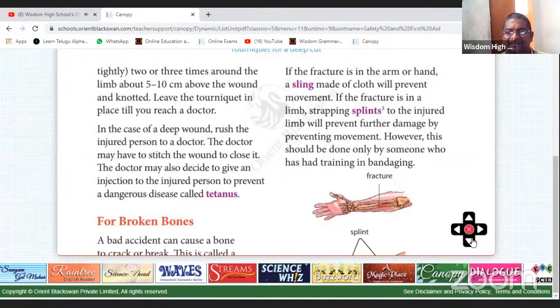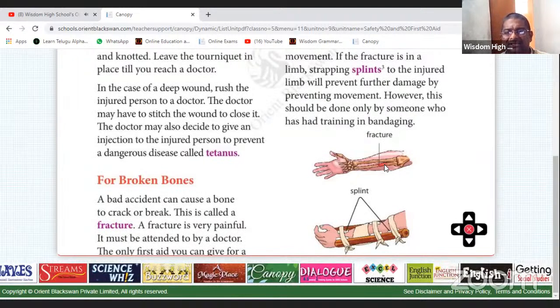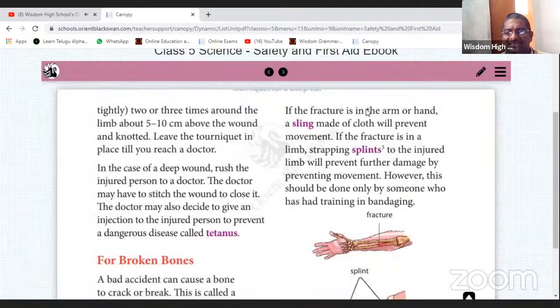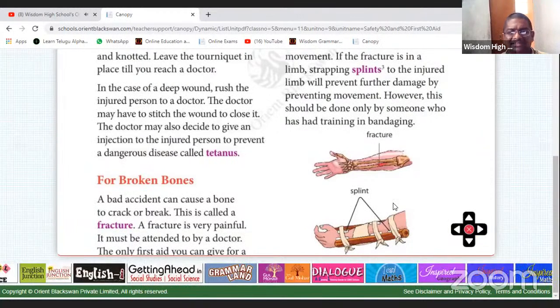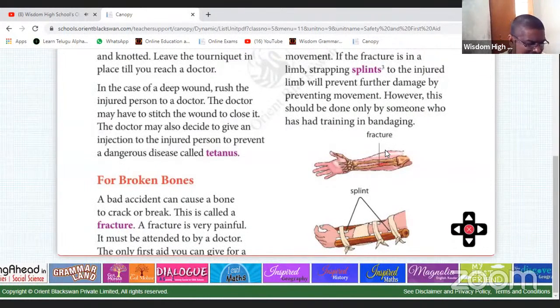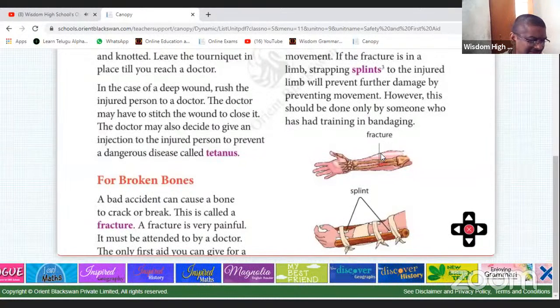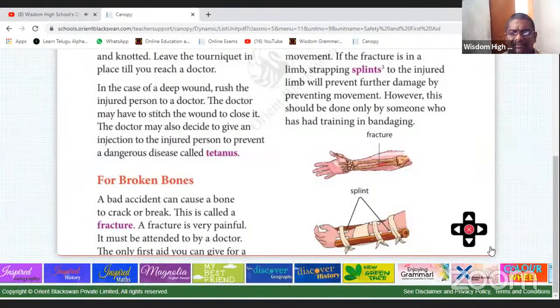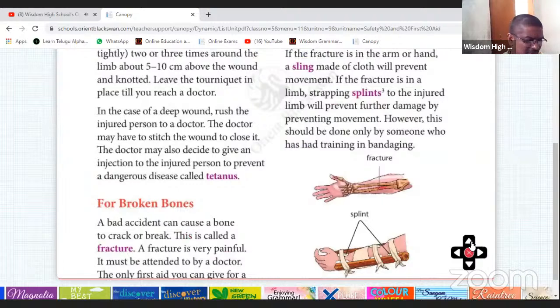Dear children, concentrate here. If there is a fractured bone, let's say here. If the fracture is in the arm or hand, a sling, you can identify the term. Understand here how it should be. It is clearly mentioned here. Tourniquet we discussed, how we have to apply a tourniquet.